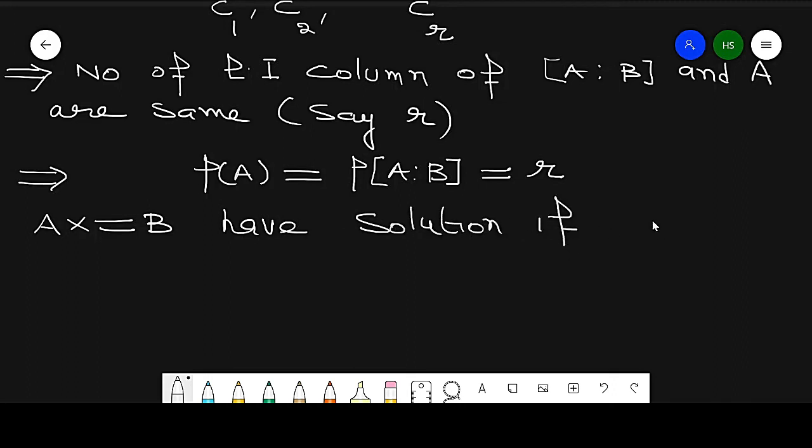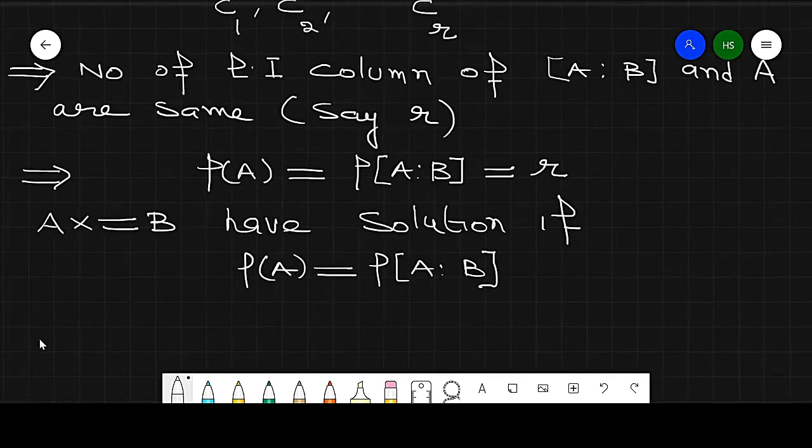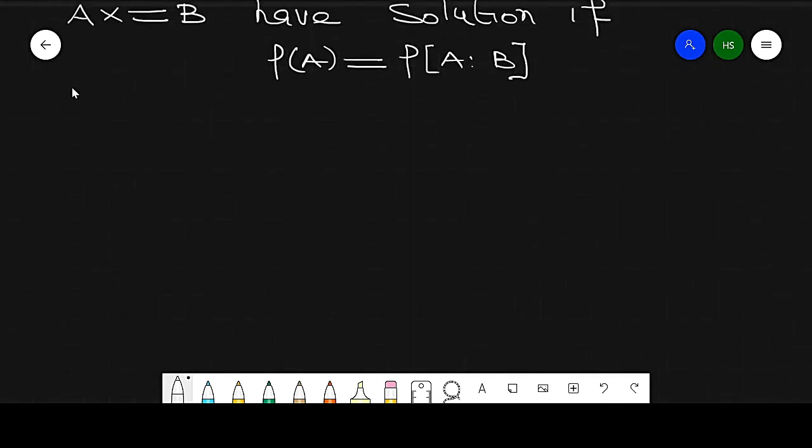If the rank of A and the rank of the augmented matrix are the same, now next is the sufficient part. So next is the sufficient part. Now what is in the sufficient part?